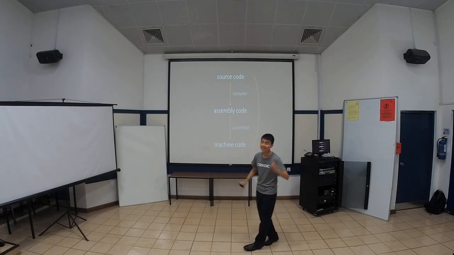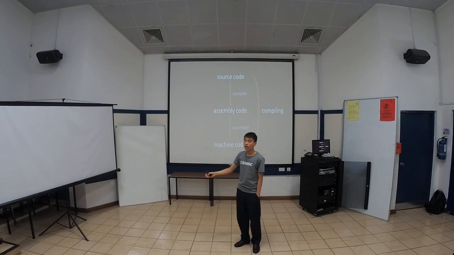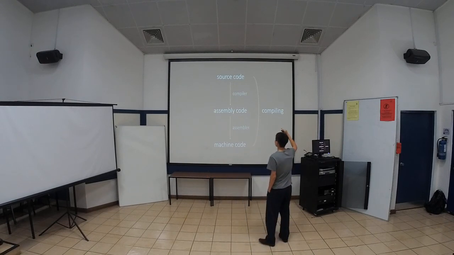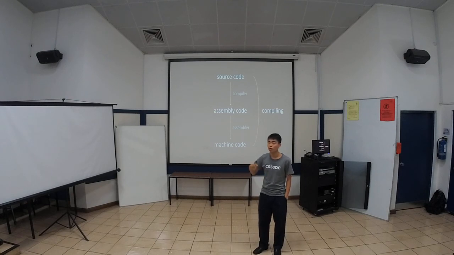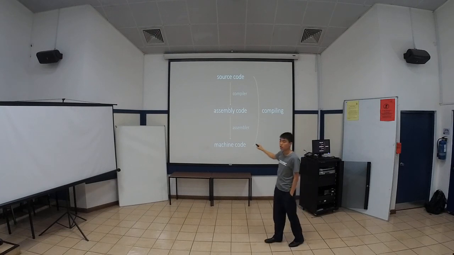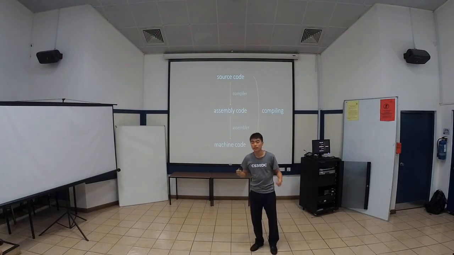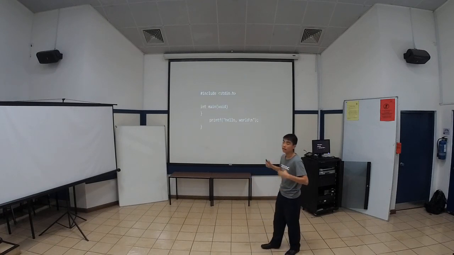And I should mention, this whole process of getting from source code into machine code is called compiling. And that is a little bit confusing because, if you look very closely, the process of getting from source code to assembly code is also called compiling. So we actually have one word for two different things here, and they do mean two very different things. One means getting from source code to assembly, the other means getting from source code to machine code. So even though we have the same word, you can tell from the context what it means. Now, let's actually get into some examples.